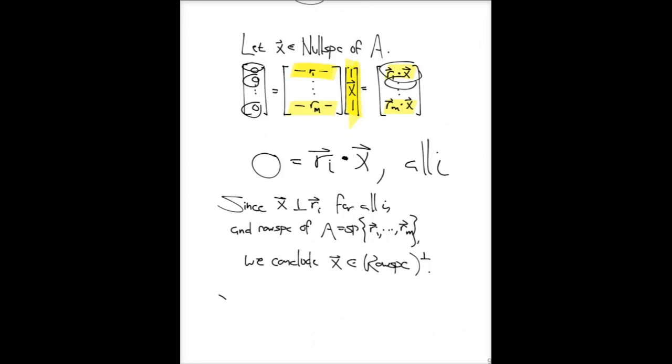So x is orthogonal to all row vectors, therefore x is in the orthogonal complement of the row space. So what we've shown is that the null space of A is equal to the orthogonal complement of the row space.